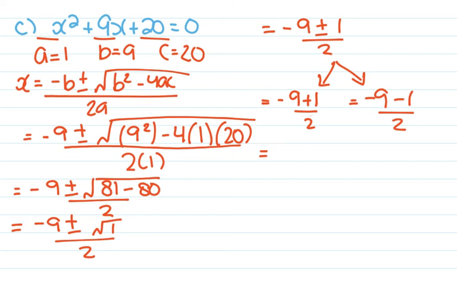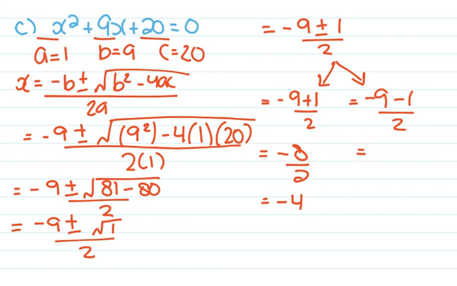Simplify negative 9 plus 1 is negative 8 divided by 2 is negative 4. Negative 9 minus 1 is negative 10 divided by 2 is negative 5. So the zeros of this equation are negative 4 and negative 5. All right, letter E.